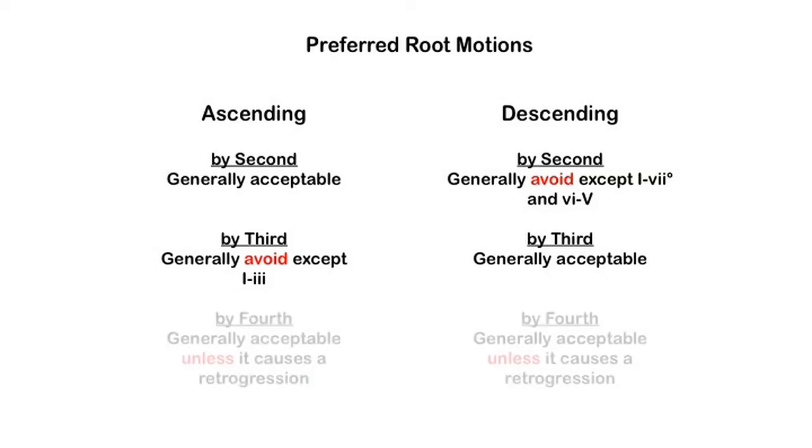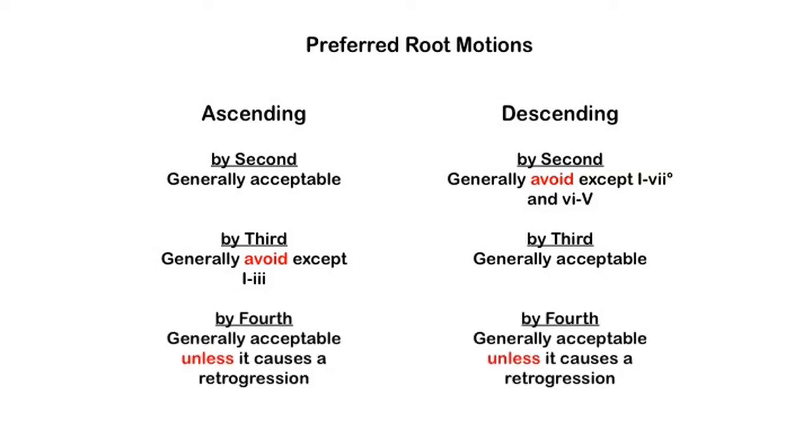Finally, let's talk about root motion by fourth. Root motion by fourth is generally acceptable in either direction as long as we're not retrogressing, or moving from a dominant function chord back to a predominant function chord. We generally avoid that at all costs. So it doesn't matter which direction we want to go. 1 to 4, that's root motion up by fourth. And then we can move back the other direction, go down by fourth, back to 1. Or we can go the other way, 1 to 5, down by fourth, and then come right back the other direction, back to 1.